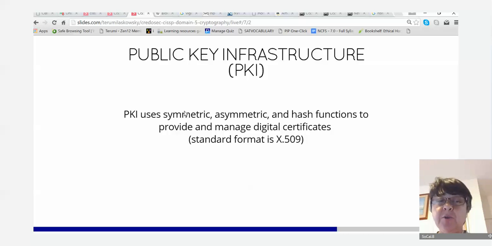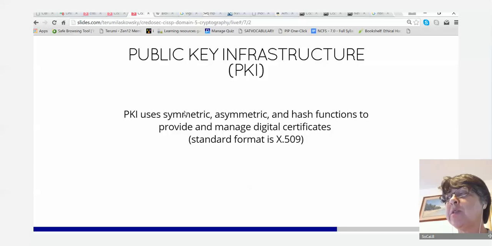Public key infrastructure, we kind of alluded to this, but not completely. Okay, so let's take a look at it. PKI uses symmetric, asymmetric, and hash functions to provide and manage digital certificates. And in the TLS example that I gave, I explained the X.509 format, right? 3 areas, 1, 2, 3.